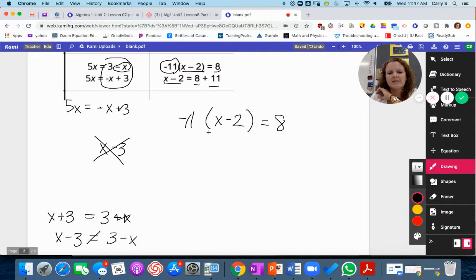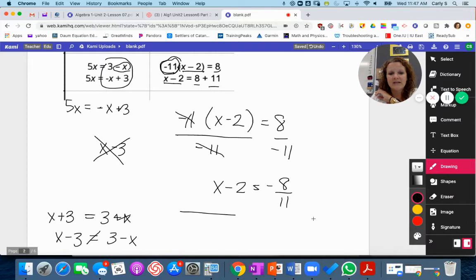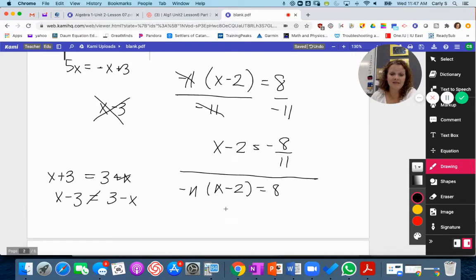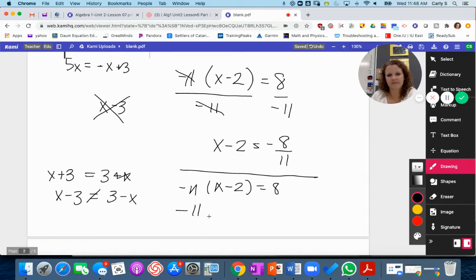So it's currently sitting there waiting to be multiplied. So to do the opposite of multiplication, I have to divide. And that gets rid of the 11. And that leaves me x minus 2 equals whatever -8/11 is. So they just added 11 to both sides. And if we would have added 11 to both sides, it would have looked like this.